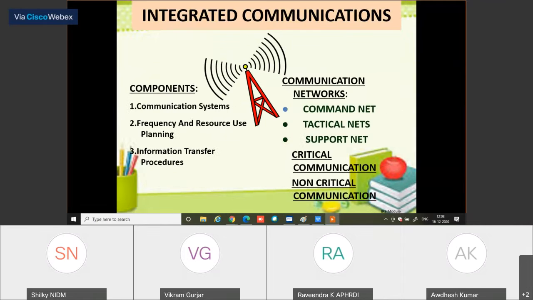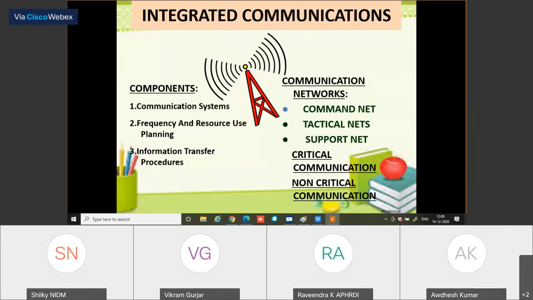If we talk about integrated communications, then we need to have a foolproof communication system. We need frequency and resource use planning, and information transfer procedures. Under this IRS, we have various facilities. We have emergency operation systems, incident command posts, a staging area, a base, a camp, a relief camp, a heli base or helipad, and rehabilitation places.